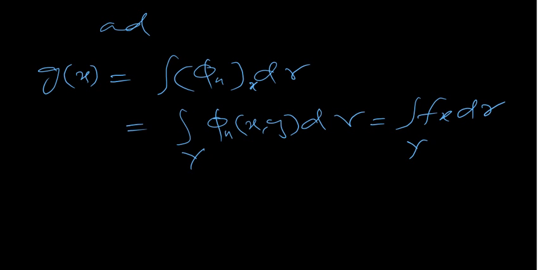So that's your g(x), the limit of g_n(x). This is true for all x not in E, because phi_n of x increases to f_x, and by Levy's theorem we can pass the limit: the integral of the limit is equal to the limit of the integral. That's it. So this is true for all x not in A.